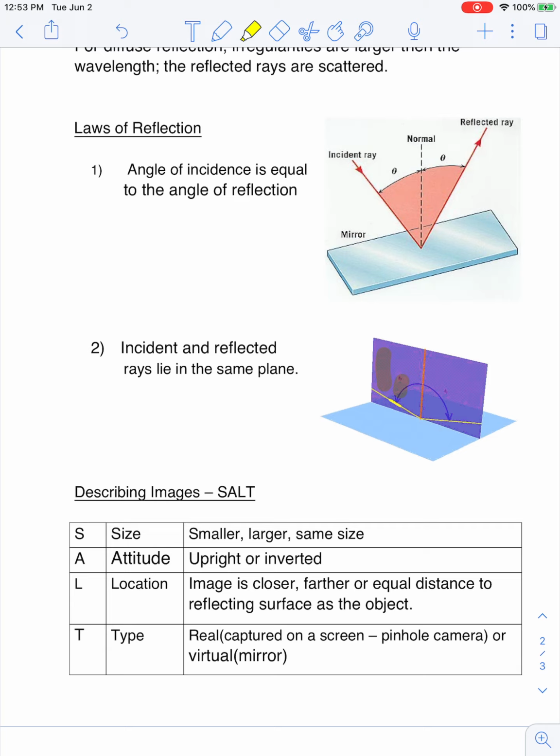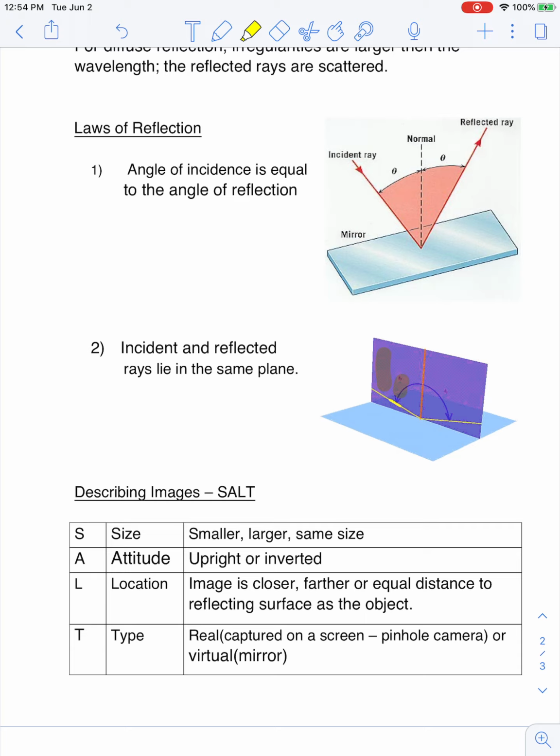So when we describe images, which we're going to be doing, when we look at light reflecting off of different surfaces, we use something called SALT, and that stands for S, for the size. Is it smaller, larger, or the same size?